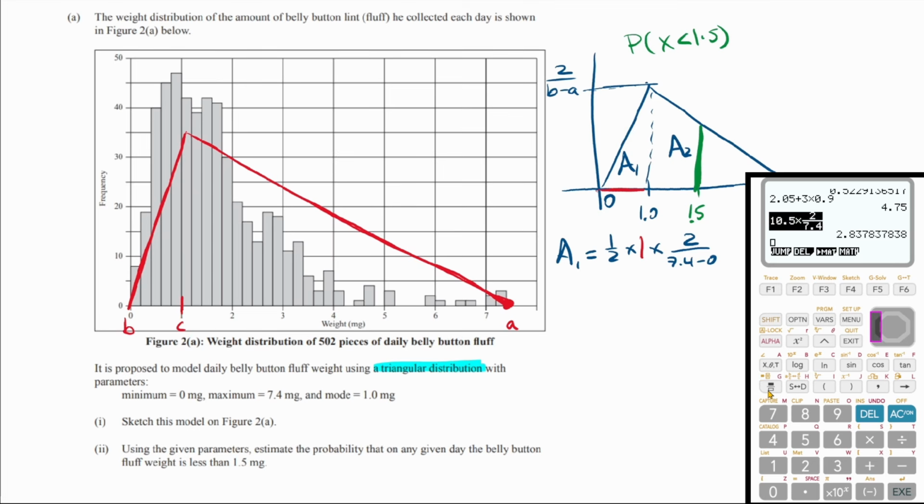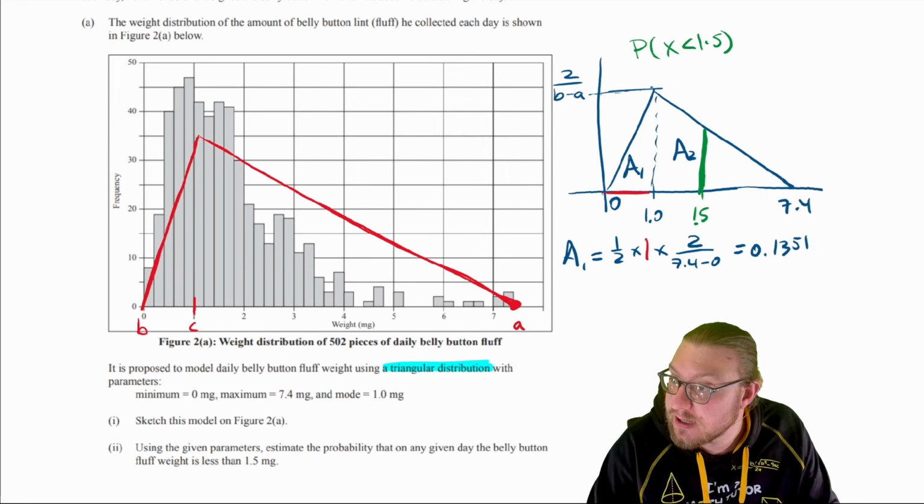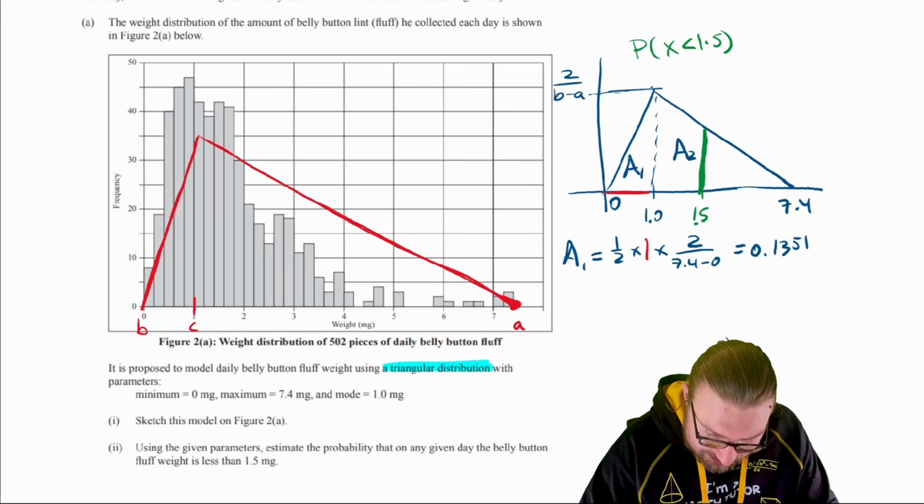So how did I realize that was wrong? Remember, this is a probability. A probability can't be 2.8. There we go. So this is going to be 0.1351. Sorry, I've put that in there, but of course our calculator blocks it.